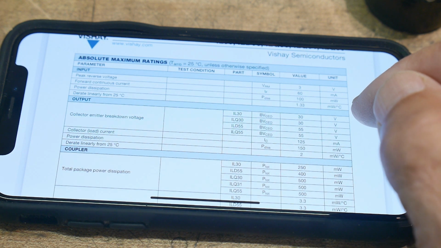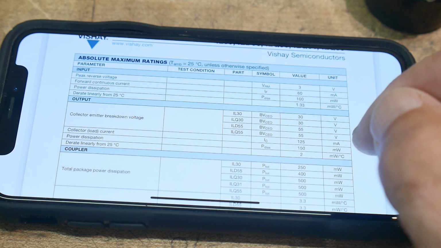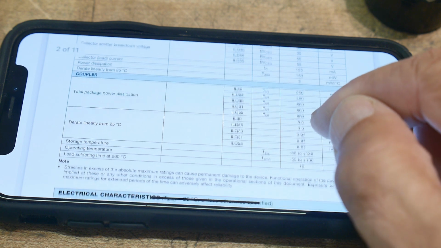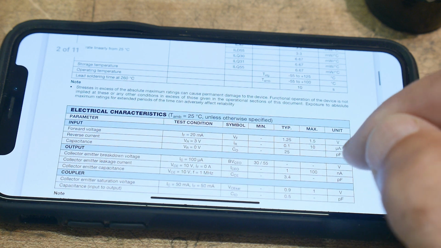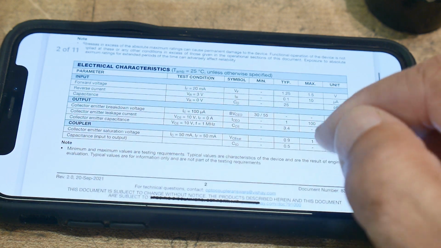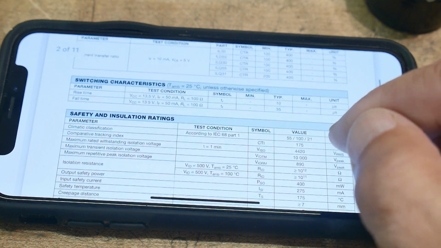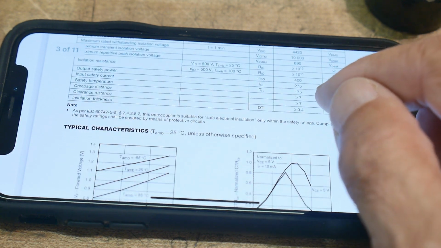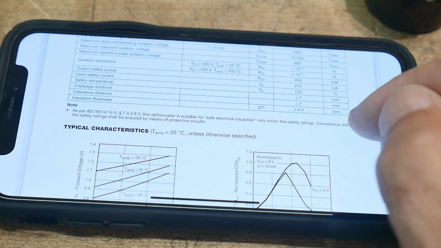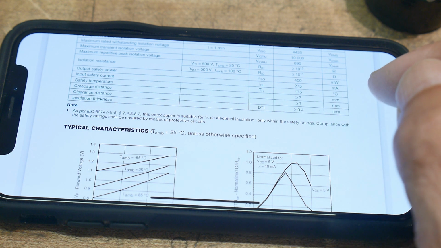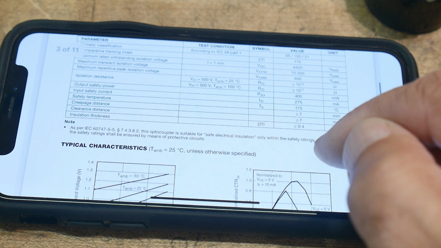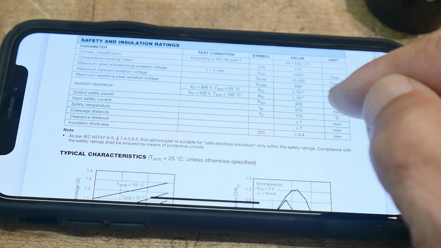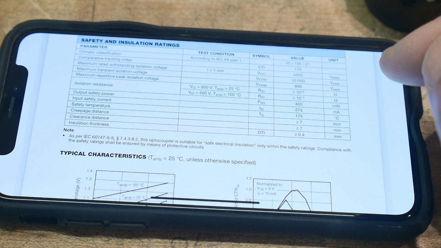Reverse breakdown. Let's see here. Collector input, coupler, power dissipation, test conditions, transfer ratios, and so on. Insulation thickness greater than 0.4 millimeters, safety temperature, isolation resistance. Let's see, here we go. Maximum transient isolation voltage, 10,000 volts. There we go. 10,000 volts.